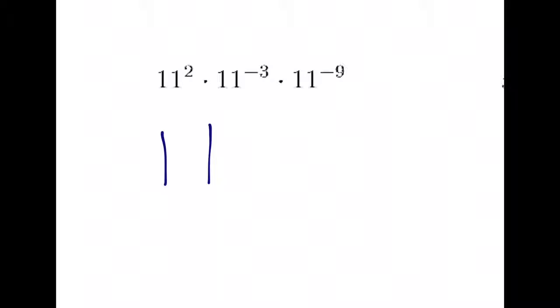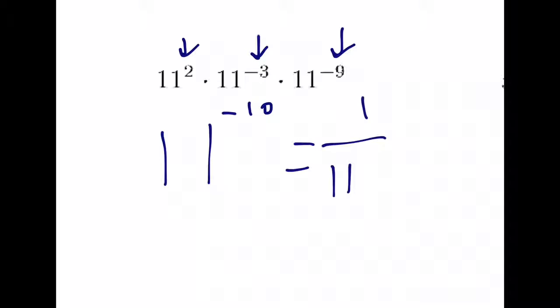Our base is 11 for all three of these. Our exponents are positive 2, negative 3, and negative 9. If I add those three numbers together, I get negative 10. And if you remember my rule of what to do with negative exponents, this becomes 1 over 11 to the 10th. So the negative becomes positive, but it moves to the bottom of a fraction.